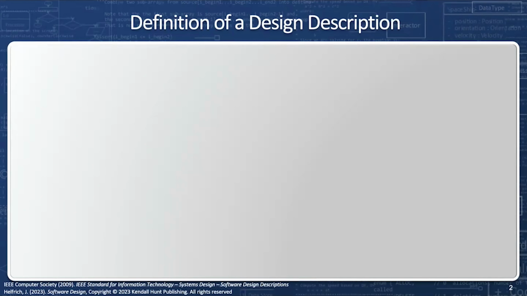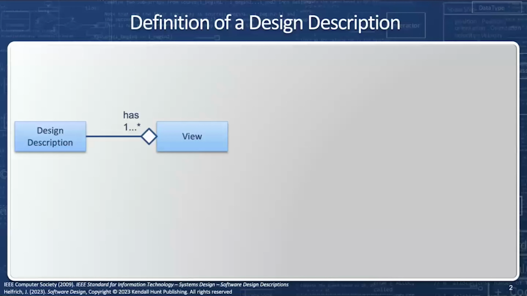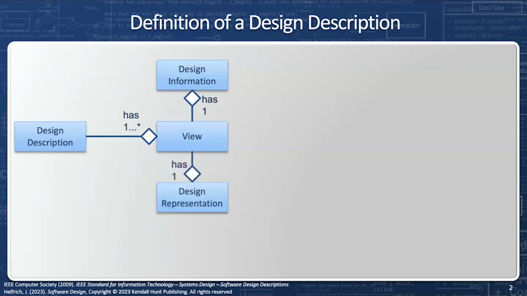So what is a design description? A design description consists of many different views. Each view is a different perspective on the overall system we're trying to design. The design view has a design information. This is a table which explains the different components of the view, but it also has a design representation. And this can be a class diagram or a component diagram, or pseudocode or flowchart or something like that.